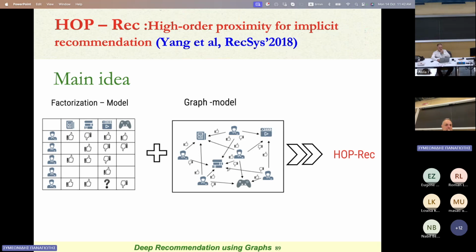As the first one, the HopRec, higher order proximity for implicit recommendation. This was proposed by Yang et al. in RecSys 2018. The main idea is that they use a factorization model like the BPR, Bayesian personalized ranking. They use the pairwise loss function, and also they use a graph model. So the combination of these 2 things is the HopRec.